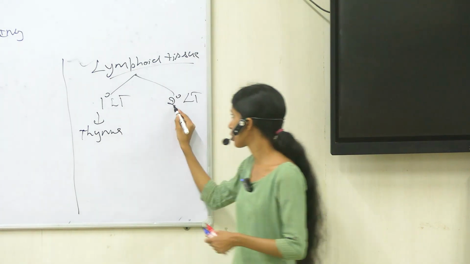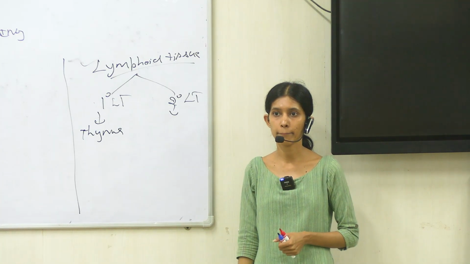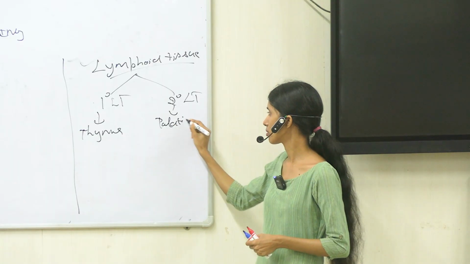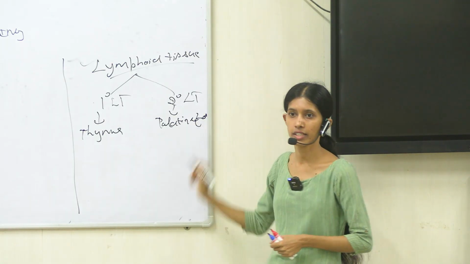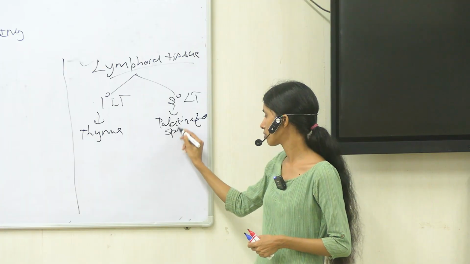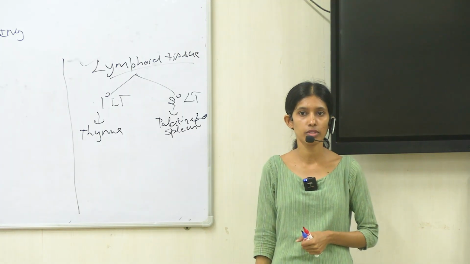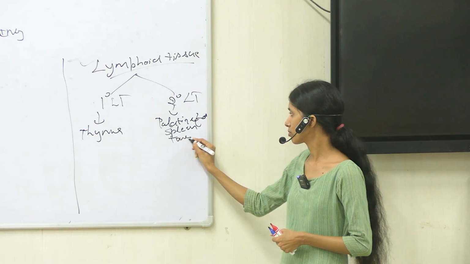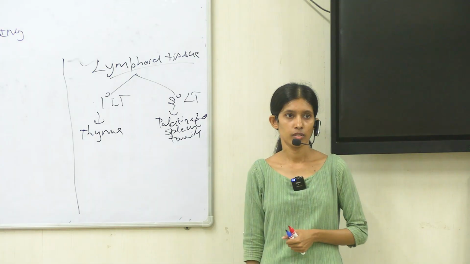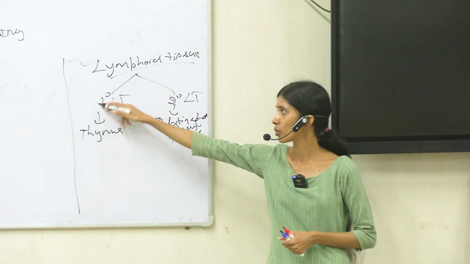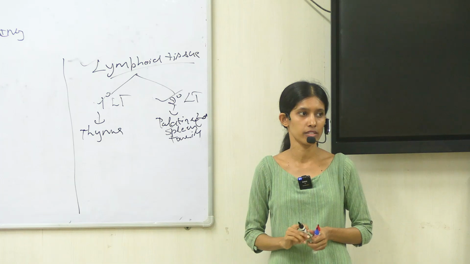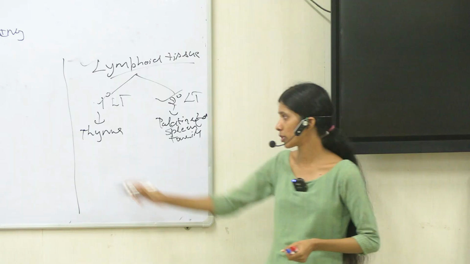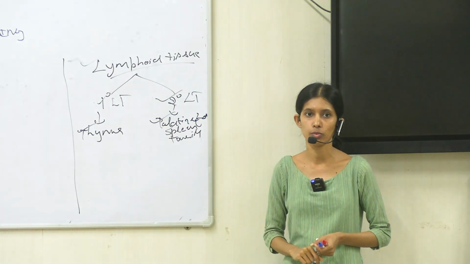Thymus. Okay. What about the secondary lymphoid tissue? Example? Palatine fossa. Okay. Is it right? Spleen. Okay. Any other examples? Tonsils. Okay. So if these are the examples, how do you classify these two categories? What is the basis? What is the difference between this lymphoid tissue and this lymphoid tissue?